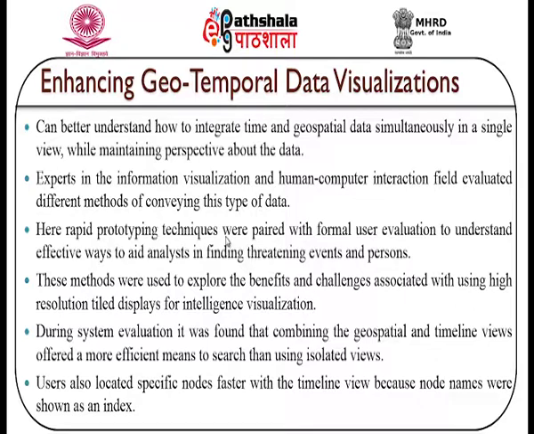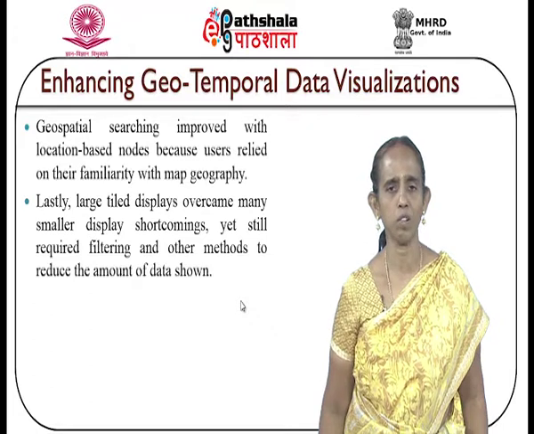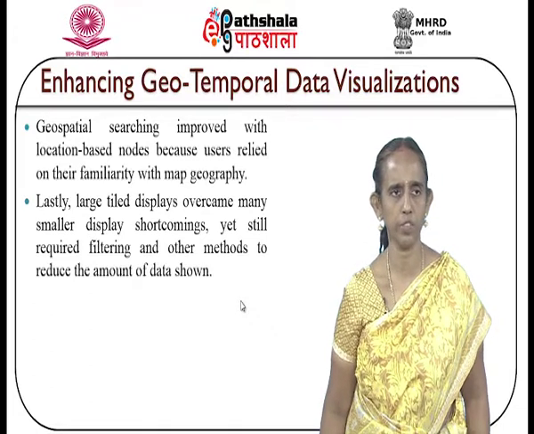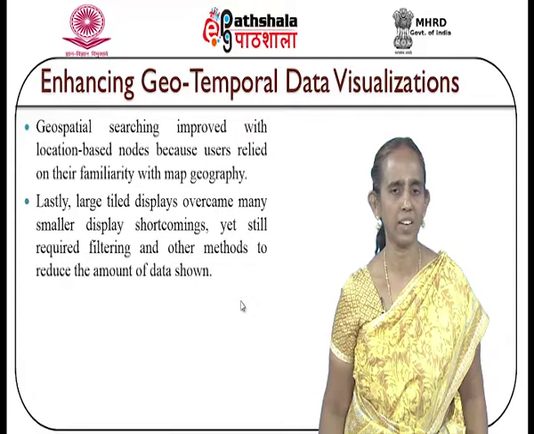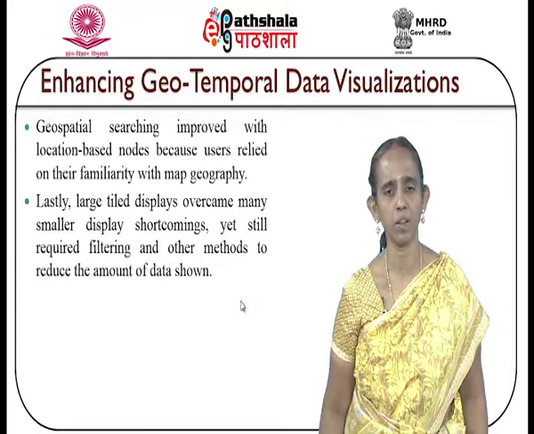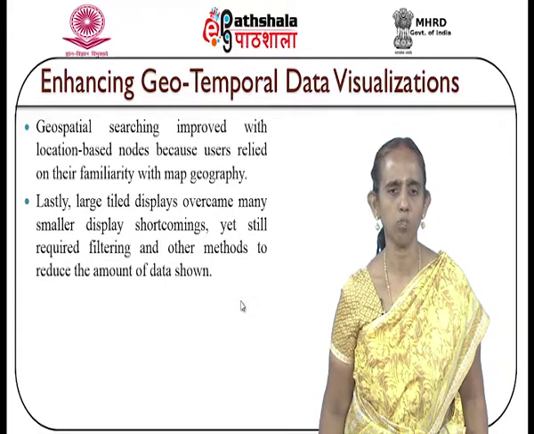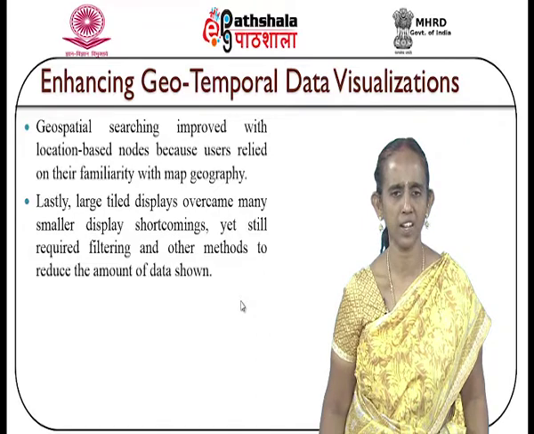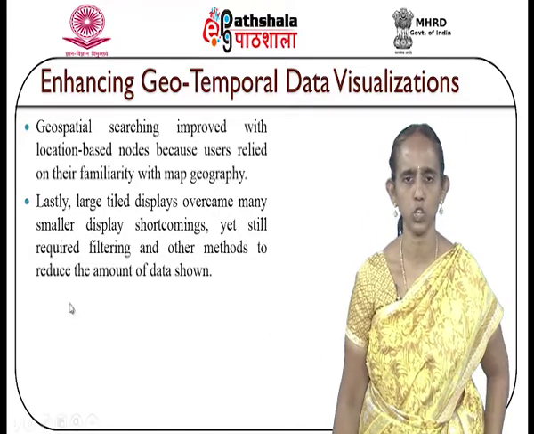During system evaluation, it was found that combining the geospatial and timeline views offered a more efficient means to search than using isolated views. Users also located specific nodes faster with the timeline view because node names were shown as an index. Geospatial searching also improved with the location-based nodes because users relied on their familiarity with map geography. Lastly, the large tiled displays overcame many smaller display shortcomings. Still, they require filtering and other methods to reduce the amount of data shown on a single window.